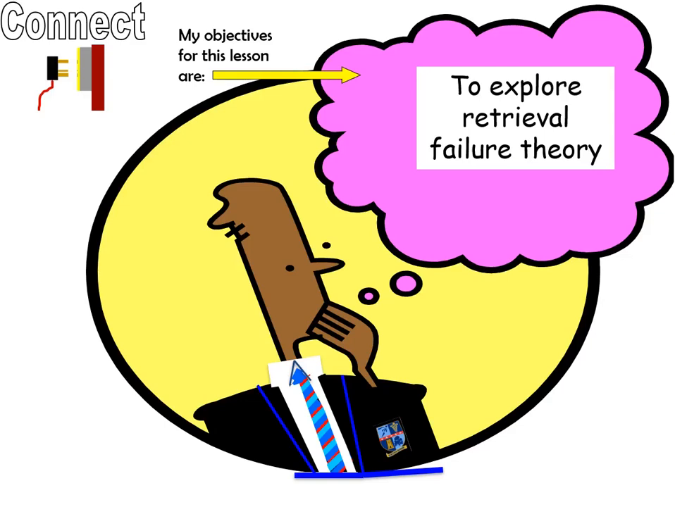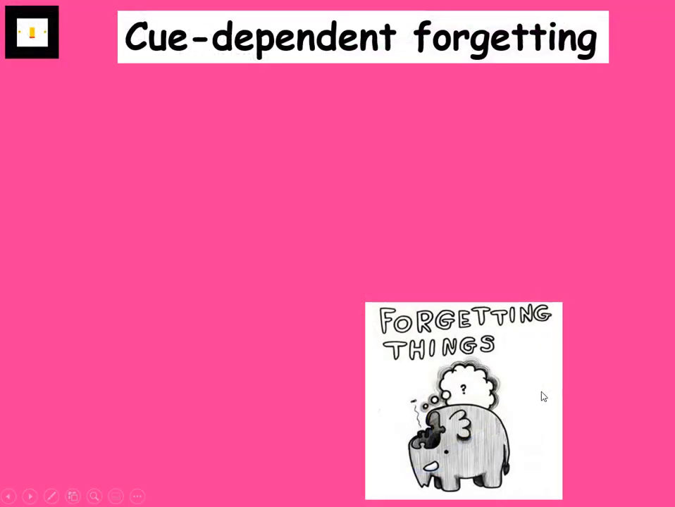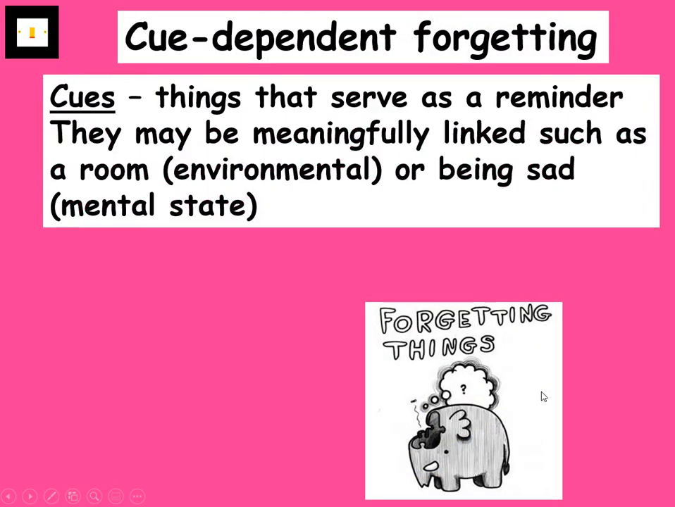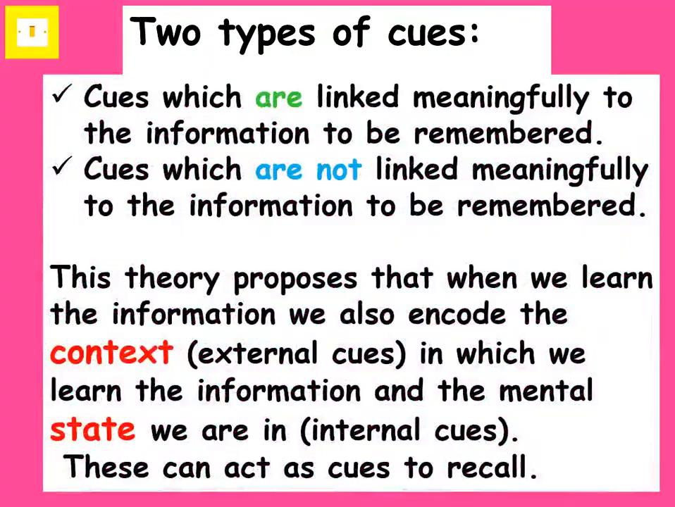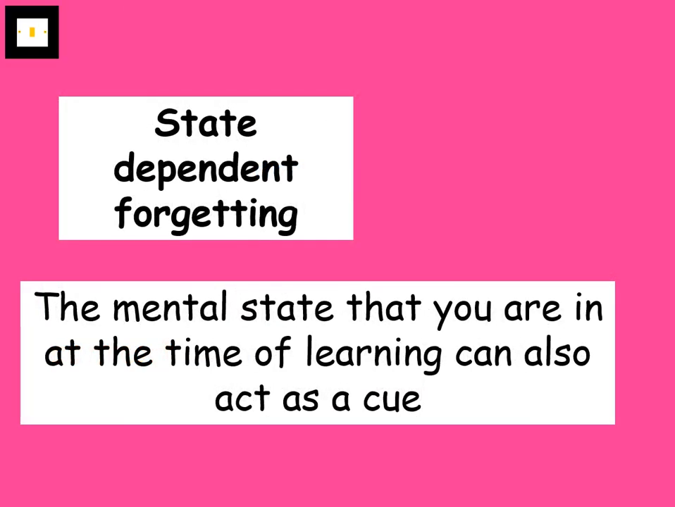Second lesson on retrieval failure, where I'm going to focus more on state-dependent forgetting. So this is a follow-up to the previous session, which was lesson 10. So cue-dependent forgetting. Cues, just to recap, are things that serve as a reminder. So it could be a room, an environment, or it could be a mental state, so being sad. Two types of cues: context-dependent cues and state-dependent cues. The focus of this short session is just to recap state-dependent forgetting.